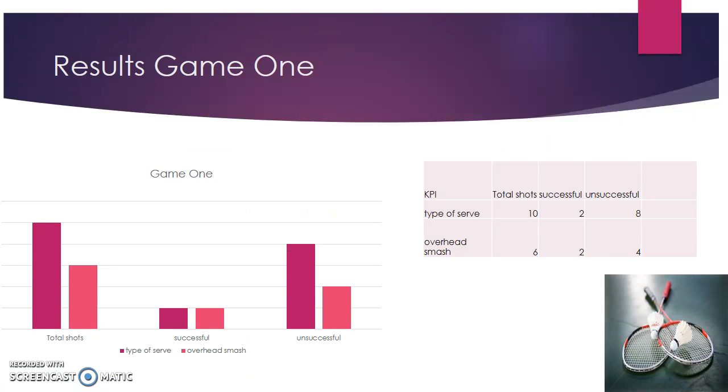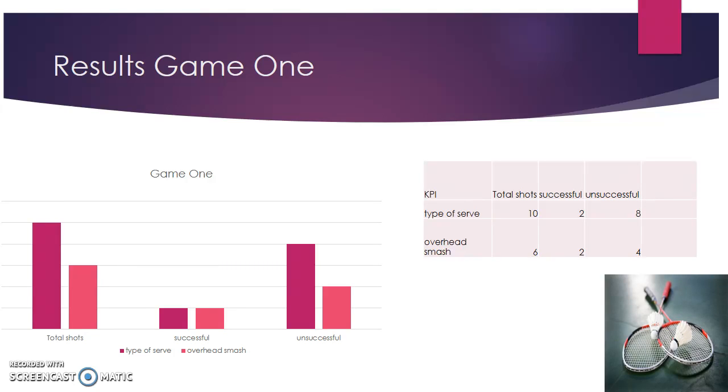The results. Once all my data was recorded using the GameBreaker package, I was able to transfer my results into graphs so that I could have a clear visual of how my game was played. As you can see from the results, I took a total of 16 shots, 10 of them being a serve and 6 being an overhead smash. 2 of my serves in game 1 were successful and 8 were unsuccessful.